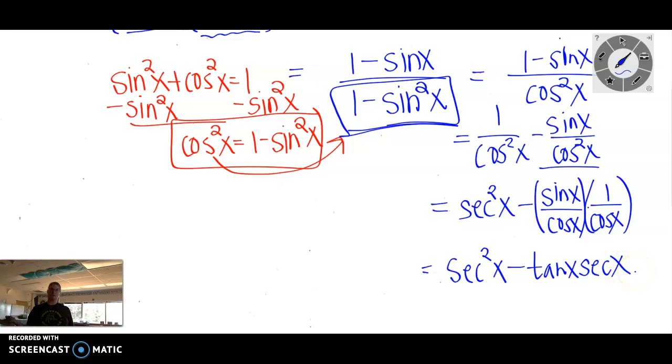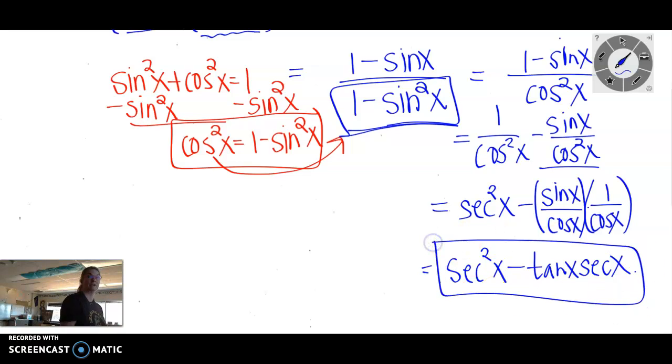Now, could you continue on and do some different things? You probably could. You could factor out a secant of x. You could do multiple different things, but this is what I wanted to get to. Oftentimes, I'm going to tell you what I want you to make it look like. Instead of the initial expression, when you're simplifying, simplify it to this expression right here. I just want to see that you can get those steps. You'll have the answer, but it's the process that I'm going to be looking for on here. Okay, that's it.